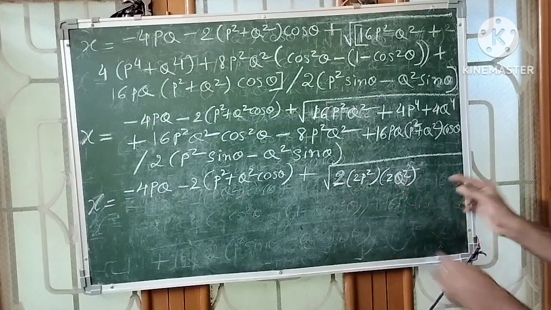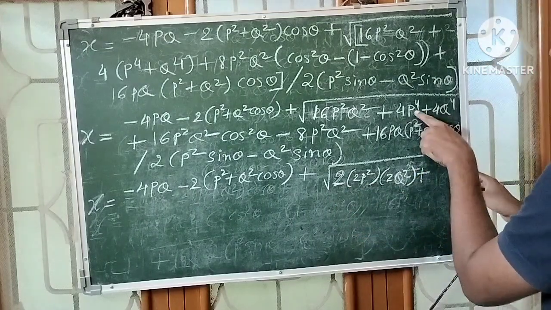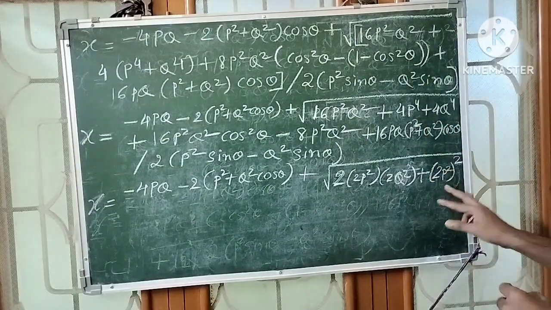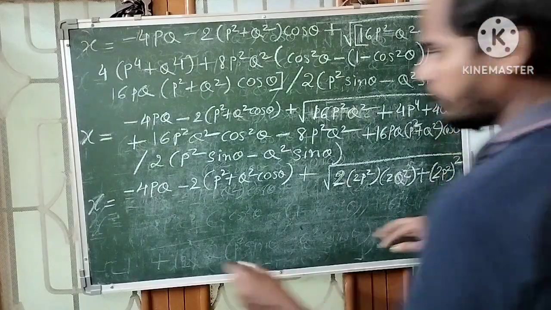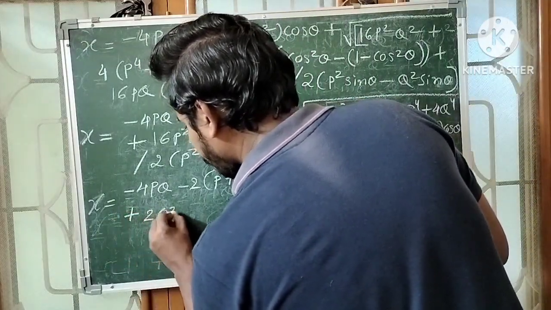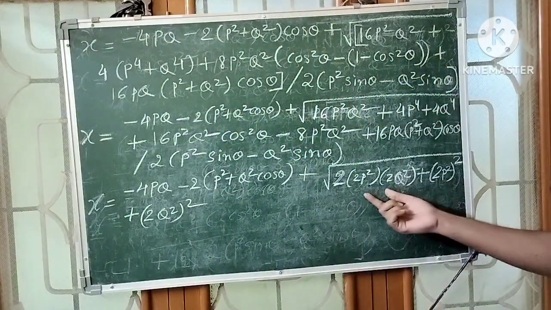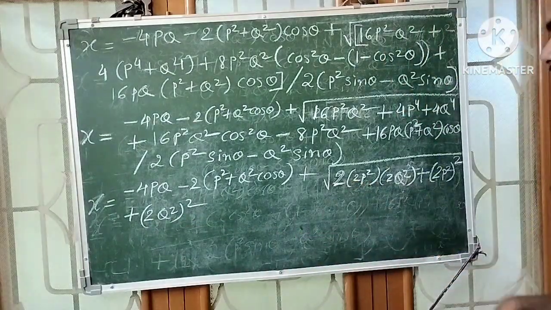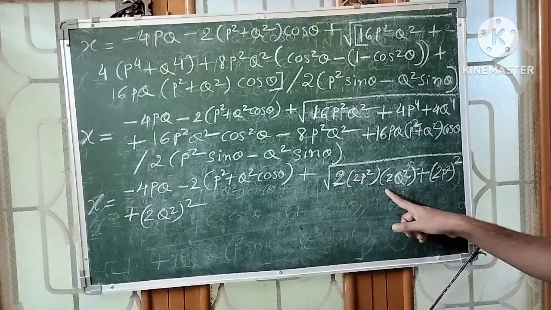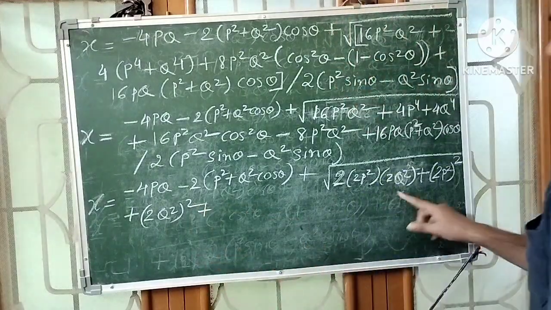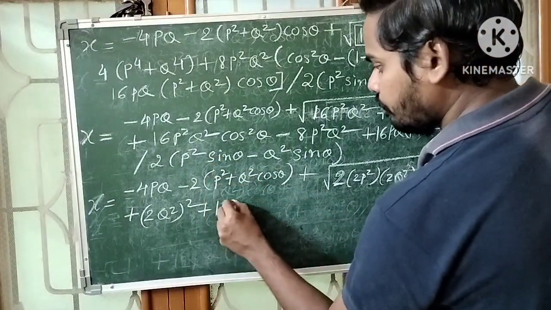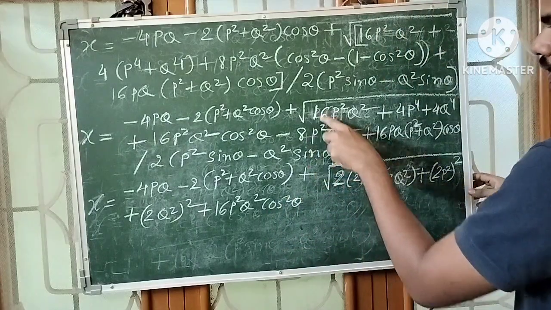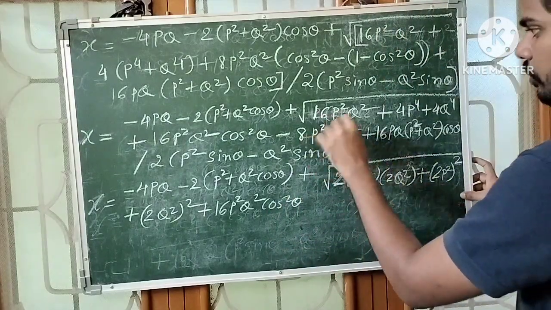It's like 2ab. So plus 4p power 4 can be written as 2p square whole square. Similarly 4q power 4 can be written as 2q square whole square. So just observe these three terms, a square, b square plus 2ab. So we can write a plus b whole square. Okay, next. So remaining terms 16 p square q square cos square theta. We already simplified minus 16 p square q square minus 8 p square q square, so this term is already simplified.